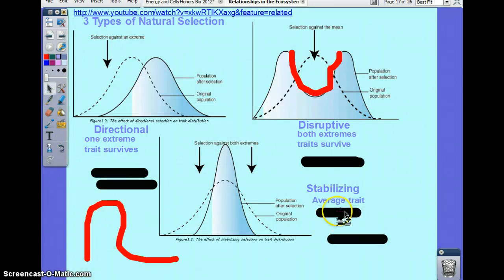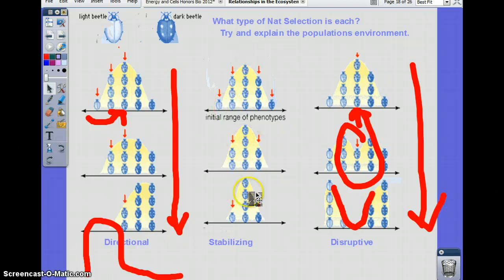In stabilizing, the word says it all. The average trait survives. This is the original population, the dotted line, and my average trait survives, and the other extremes somehow vanish. This is the picture of stabilizing. You had your perfect bell-shaped curve, and only the average or the middleman survives the environmental condition. So to sum it up for you as natural selection, here you see a variety of traits: light color, medium color, dark. Obviously, in this case, the average colored species was naturally selected by its environment, survived, reproduced, and evolved over time.